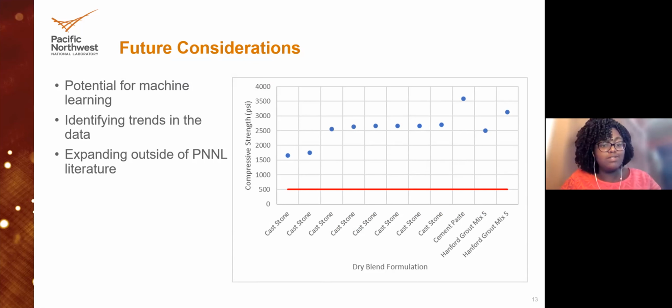It's worth noting, however, that the red line represents the legal minimum for how strong the waste forms are legally allowed to be. That's 500. So all of the formulations right now are above that strength.